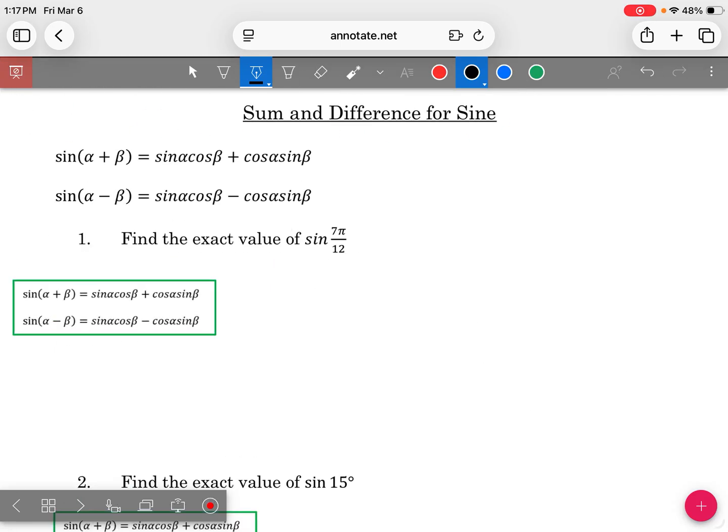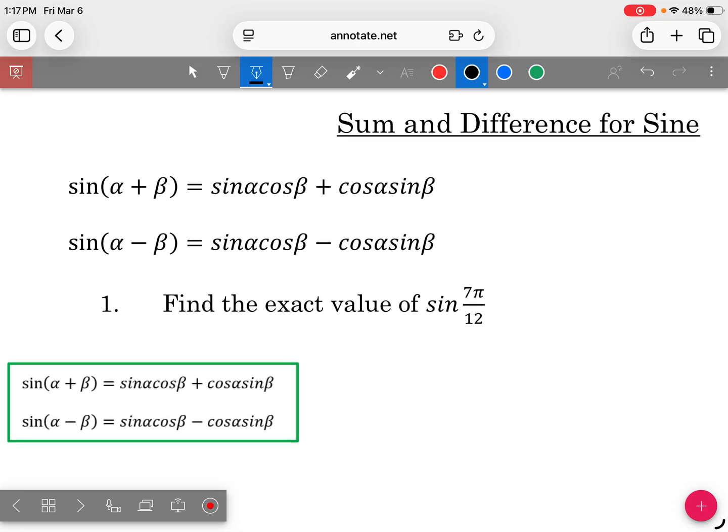Okay, now let's talk about sine. So now let's talk about the sine sum and difference. So now we have to figure out: is it easier to add to get 7 over 12 or subtract to get 7 over 12? For the first one, I want us to do sum. So I need numbers that can add to 7.